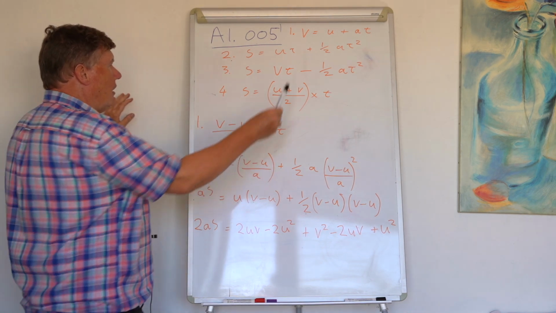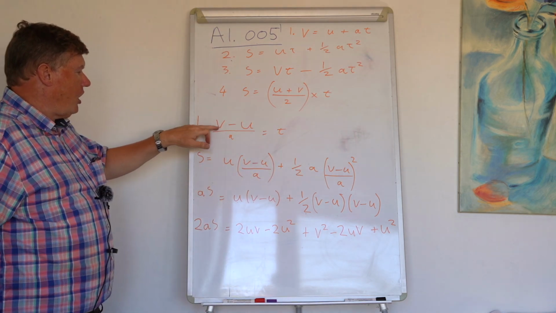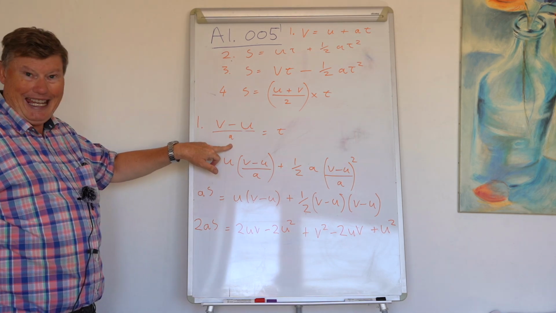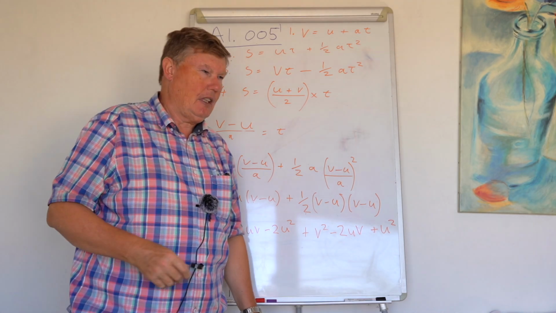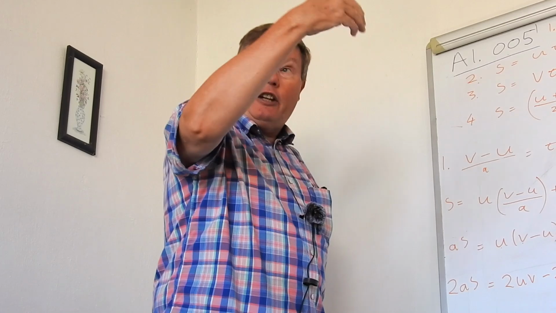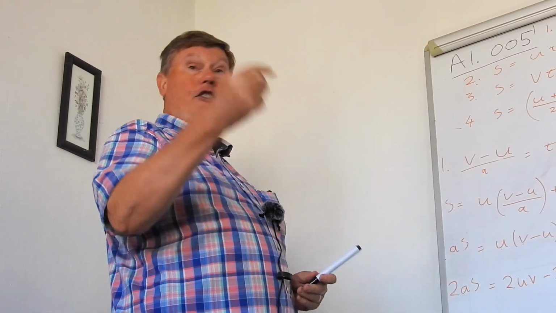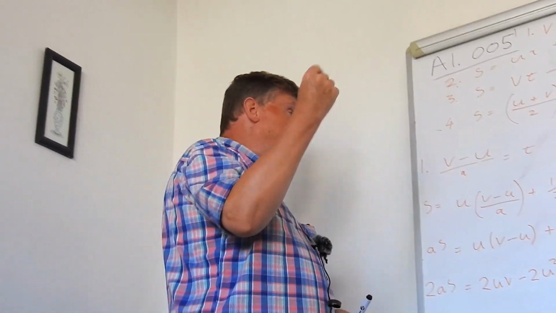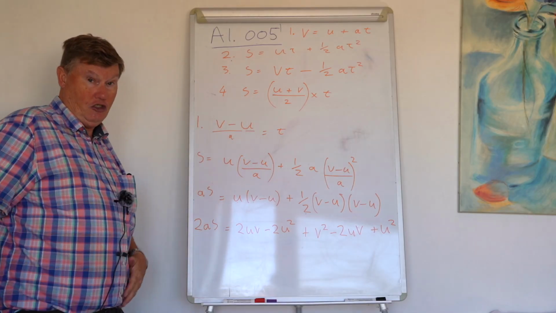What we do is we basically take number 1 and turn it around, and we say that the change in velocity, v minus u, divided by a will give you time, which makes sense. If I have two velocities, 8 and 12, started at 8, accelerates up to 12, the change is 4 meters per second. And let's say it took 2 seconds, the acceleration is 2 meters per second squared. 4 divided by 2 tells you that it took 2 seconds to change.